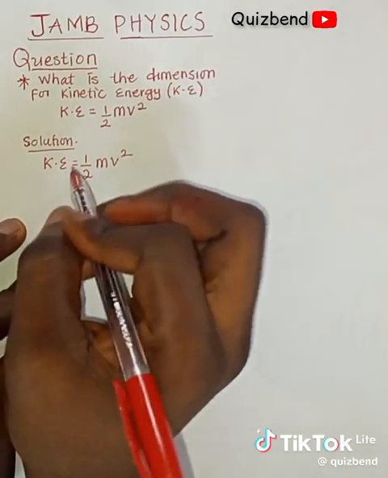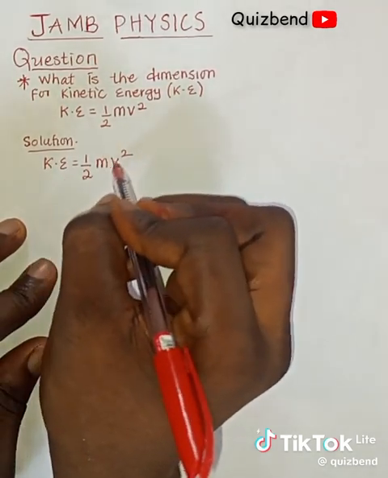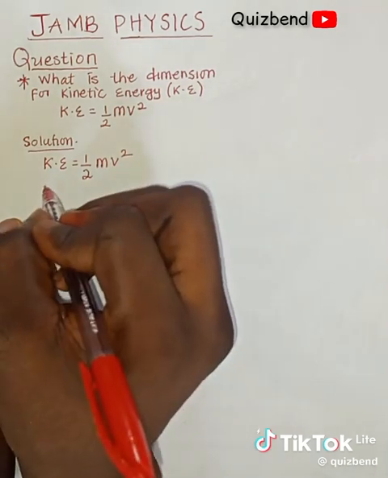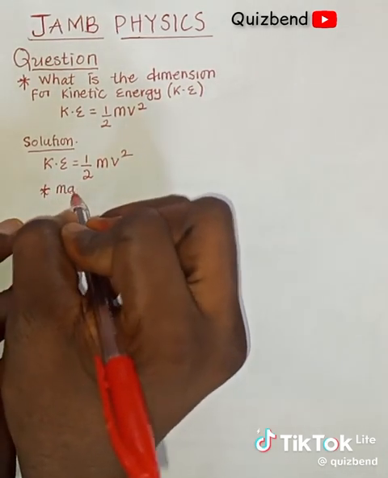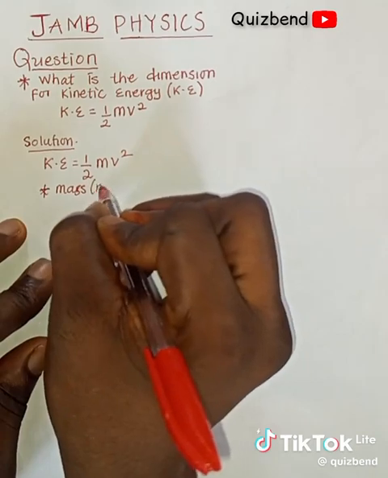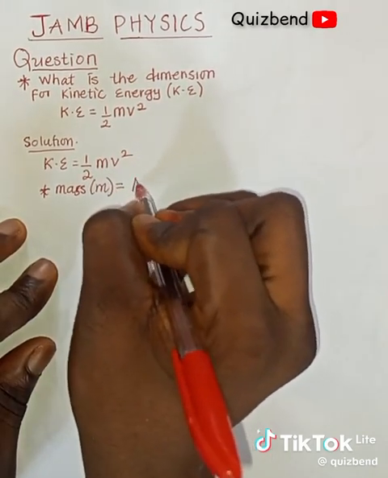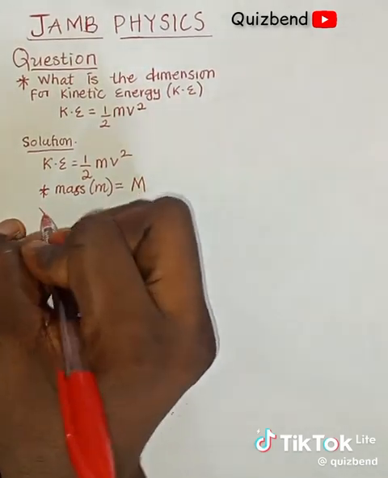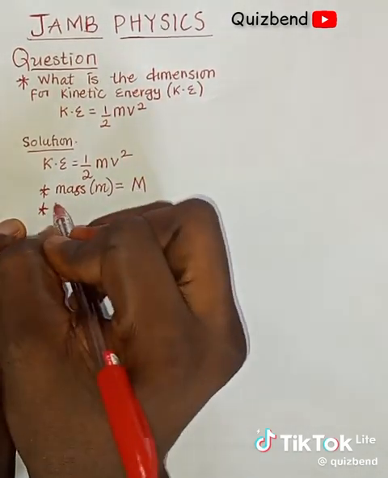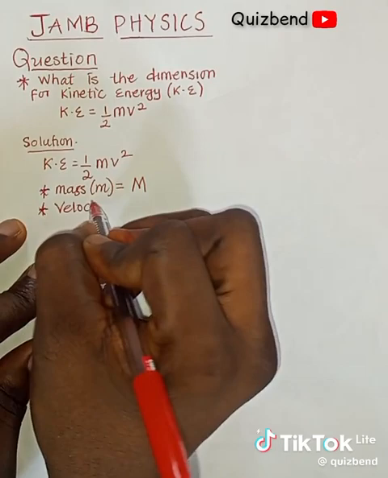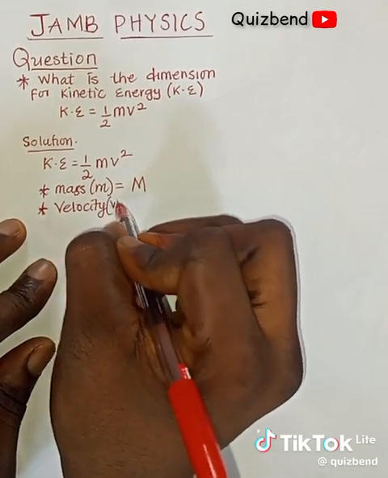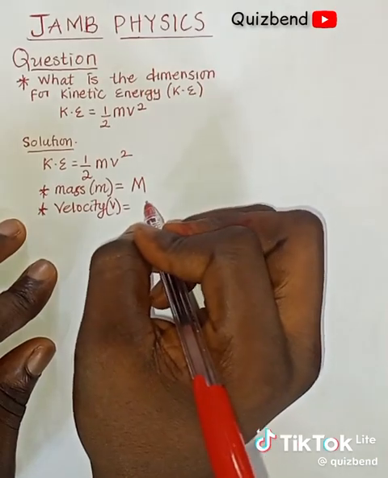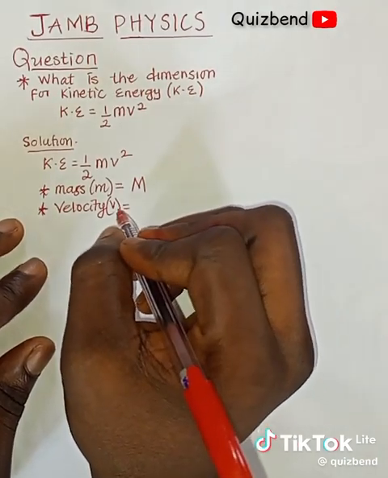Now the first thing you need to do is to know the dimension for mass and the dimension for velocity. The dimension for mass m is equal to capital letter M. And the dimension for velocity v is equal to what? We don't know yet, but I'm going to show you how to derive the dimension for velocity.